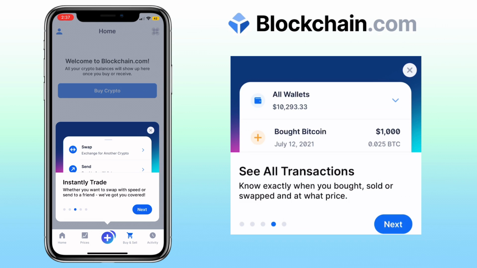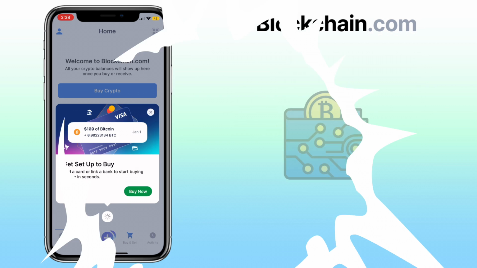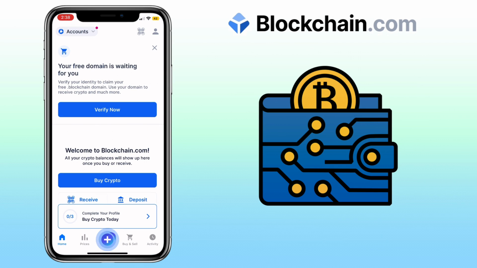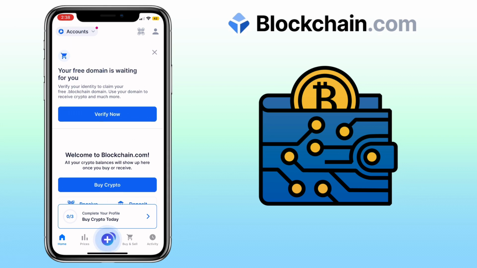See all transactions. Know exactly when you bought, sold, or swapped and at what price. Get set up to buy, add a card, or link a bank to start buying crypto in seconds. Alright, now that you're familiar with their trading or hosted wallet, let's enable your private key wallet, which is a non-custodial wallet where you hold and control your assets.